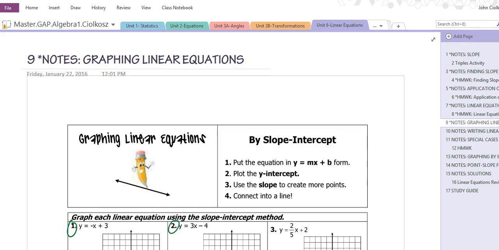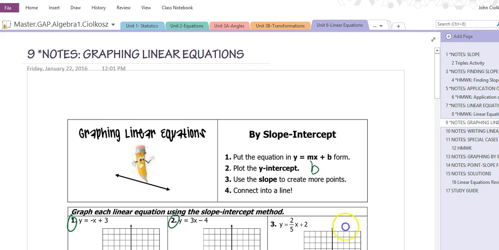So taking a look here at number 9 for some notes, here we're going to start graphing. So the key idea is we need it in slope-intercept form to graph. We plot the y-intercept, our b, and we use the slope to get our next set of points.